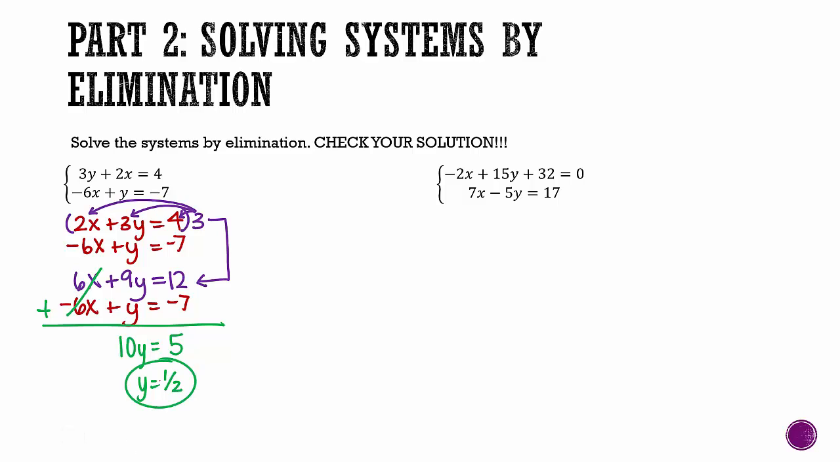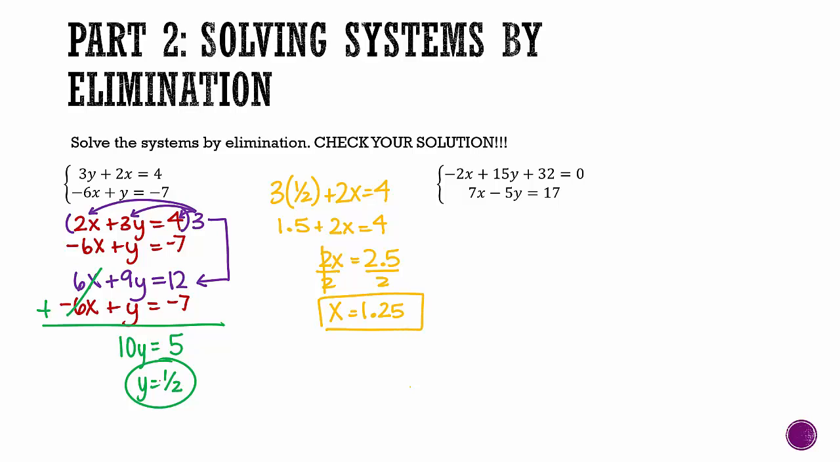And then just like before, once I have one of my variables, all I got to do is plug the other one in. So I have 3 times 1/2 plus 2x equals 4. 3 times 1/2 gives me 1.5. If I subtract that from both sides, I end up with 2.5. And if I divide both sides by 2, I get 1.25, or 5/4 if you really want to. So now I can write my answer as 1.25, comma, 0.5.